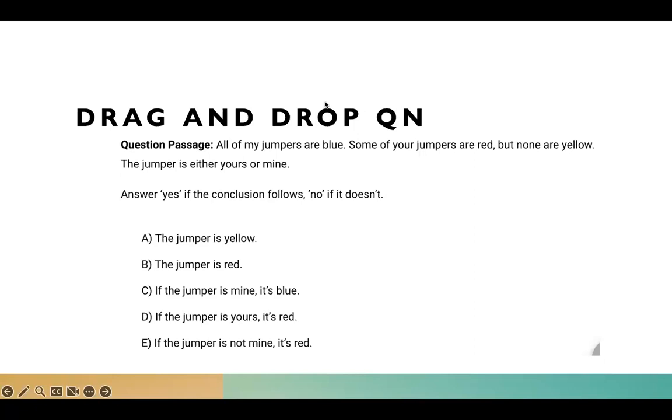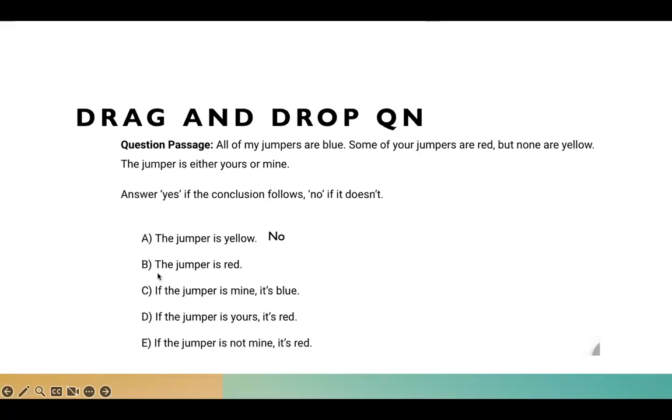A is false or no. Yeah, okay, none are yellow, fine. A is no, so everyone's in agreement with that. As someone pointed out, none of the jumpers are yellow, so obviously the first statement, the jumper is yellow, does not make sense at all. So yes, you guys are absolutely right. The first one is no.